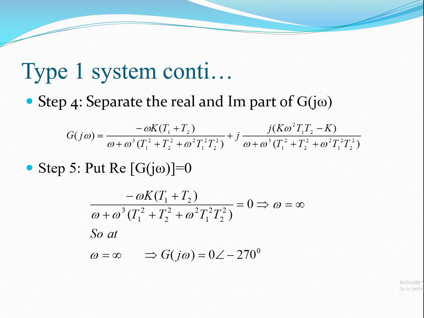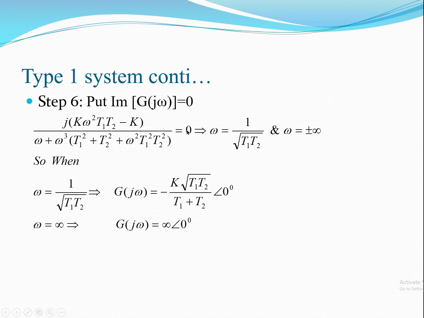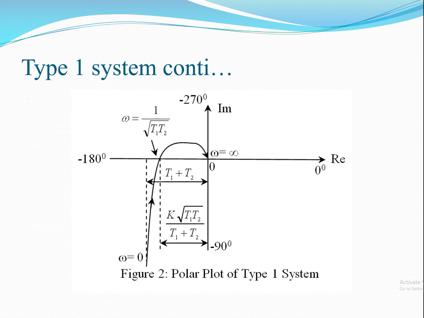Next, we put the imaginary part equal to 0. This will give the intersection with the real axis. So this term is going to be 0, and this term we need to find out. Putting it to 0, omega is equal to under root of 1 upon T1 T2, or omega is equal to plus or minus infinity. If I put omega equal to infinity, we have got this answer. So we have got all this, now putting it onto graph paper.